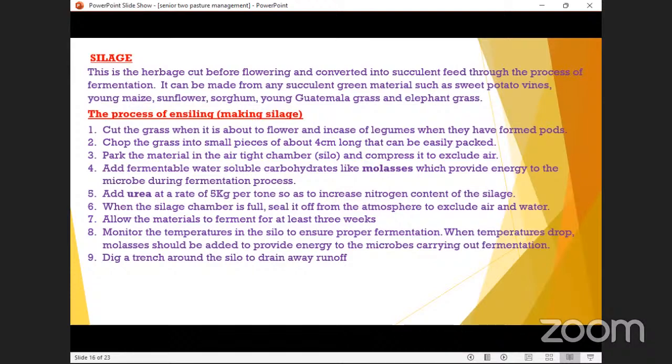After that, dig a trench around the silo to drain away runoff water. Remove the water which flows towards the silage. Just like you see people in rural areas, how they make alcohol, the local brew, they dig a hole to avoid the water from entering. Those channels act as diversion channels.